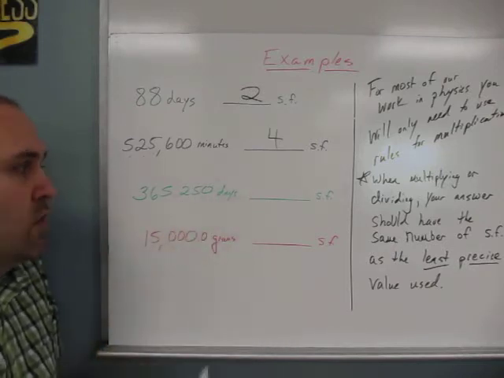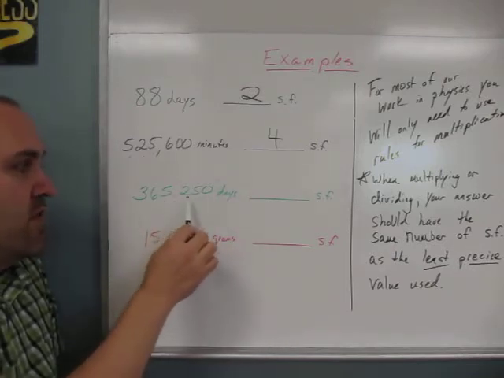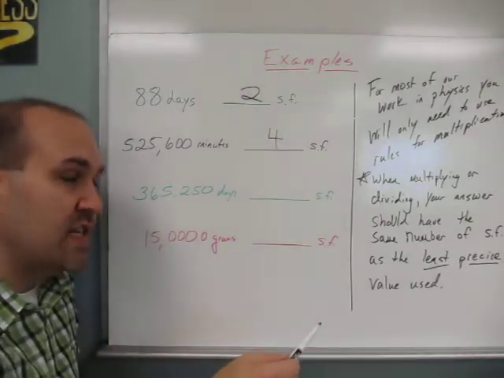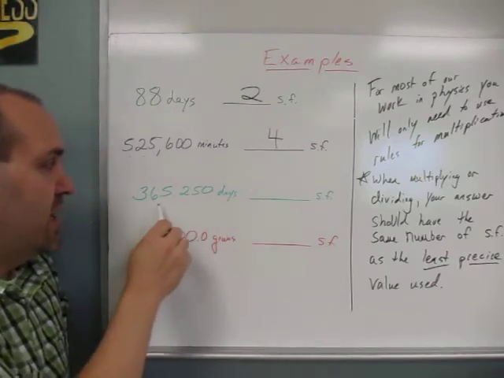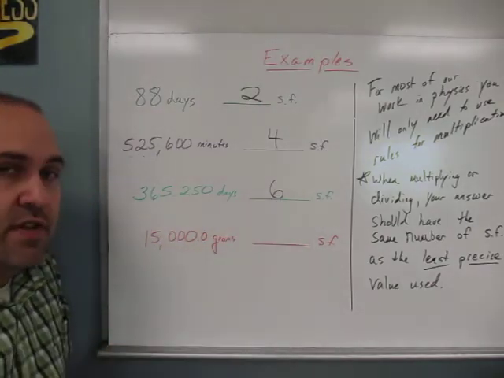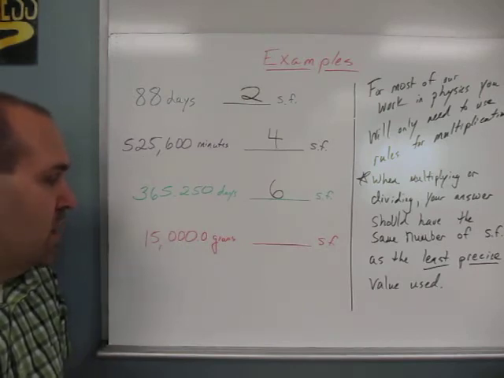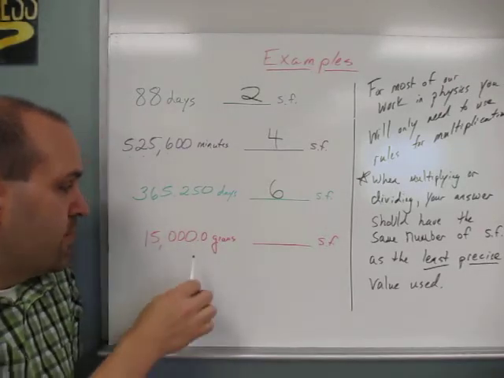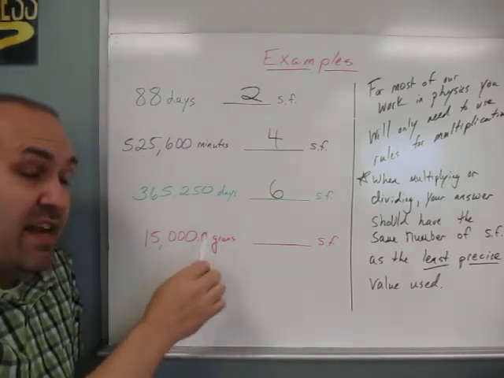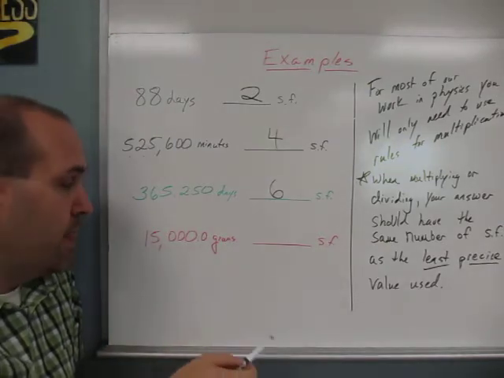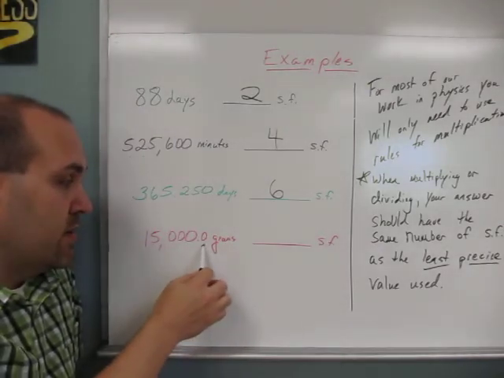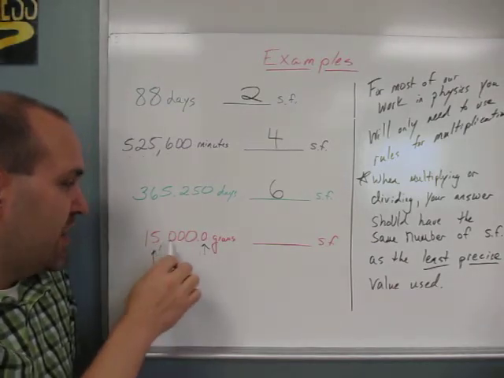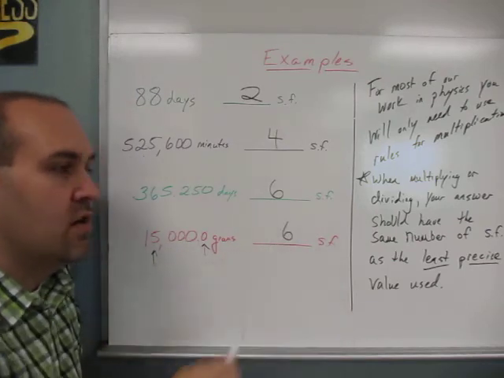365.250 days. All the non-zero numbers are significant. There's 5 of them. And we have a 0 and it's at the end. And because it's at the end and after the decimal point, it's also significant. So this one actually has 6 significant figures. How about this one? 15,000.0 grams. That 0 is at the end. It's a trailing 0 and it's after the decimal point, so it's significant. Additionally, because that 0 is significant and the 5 is significant, all the zeros in between are significant too. So this one has 6 sig figs also.